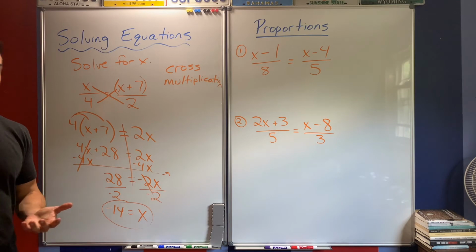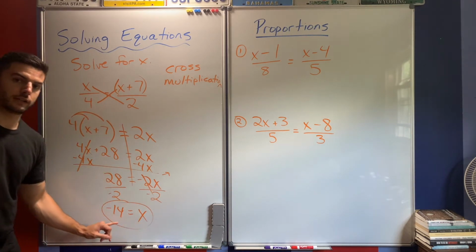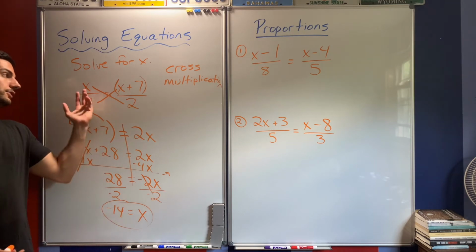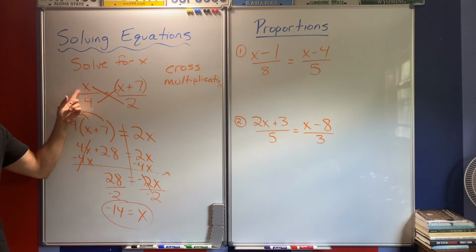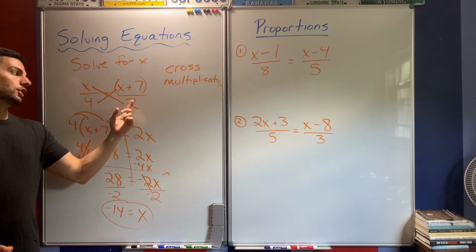And so again, what did we just find? Well, we found that this is the missing value. X has to be negative 14 for this to be true. So negative 14 over 4 is equal to negative 14 plus 7 over 2.